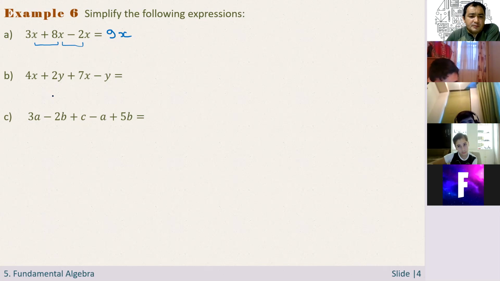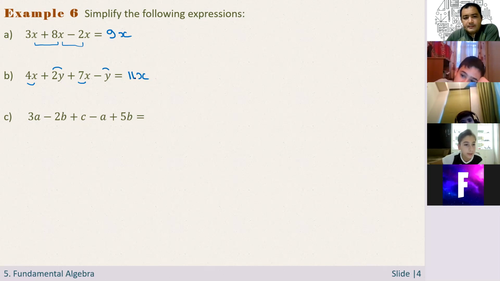Rahim, can you first tell me what the like terms are and after that simplify them? So like terms are 4x and 7x, and 2y and minus 3y. Okay, let's simplify them now. 4x plus 7x is 11x. And 2y minus 3y is minus y.